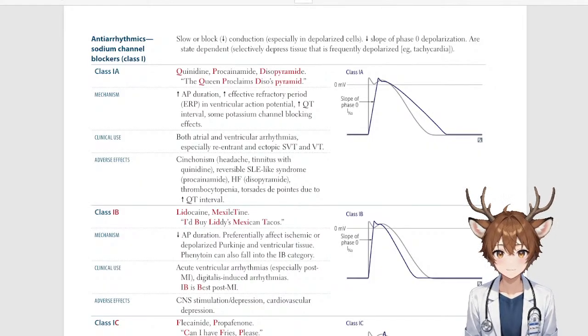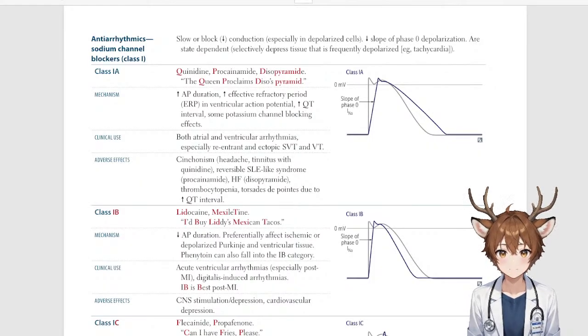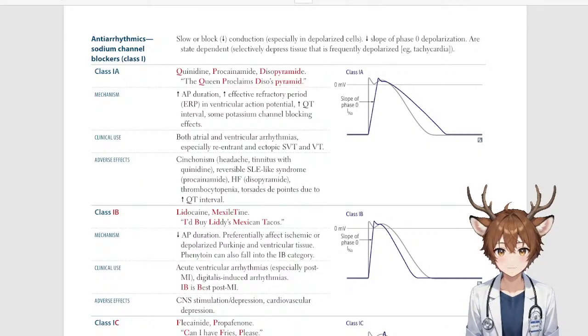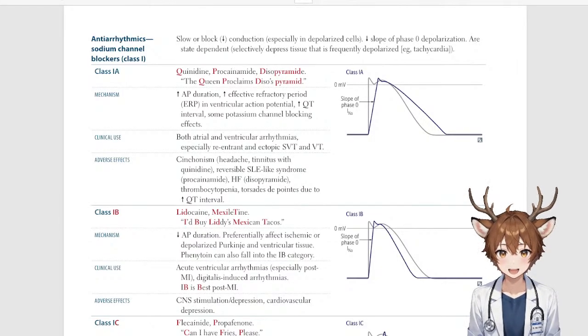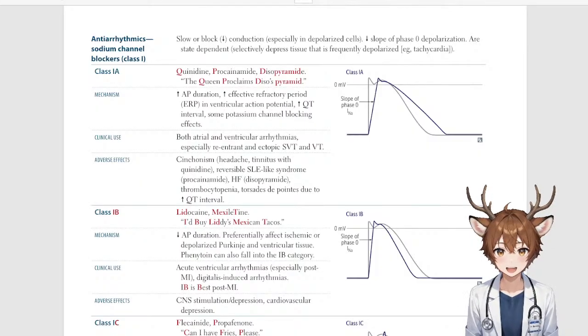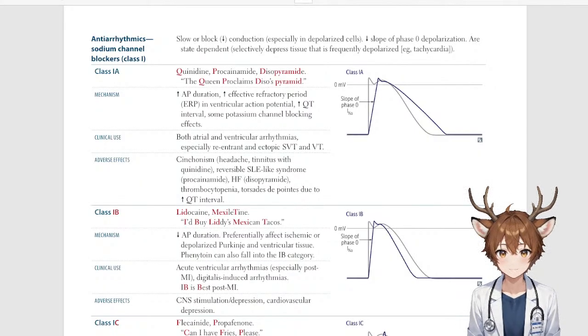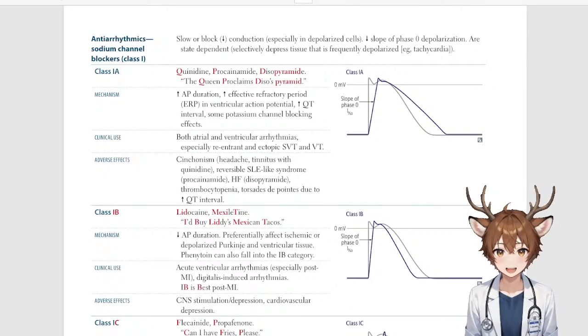Adverse effects: cinchonism, which is headache, tinnitus with quinidine, reversible lupus-like syndrome with procainamide. Remember, procainamide, like lupus. Lupus is a wolf. Procaine, like canine. Heart failure with disopyramide. Thrombocytopenia, torsades, due to increase in QT interval.